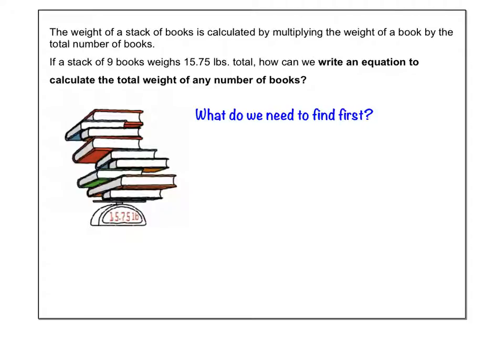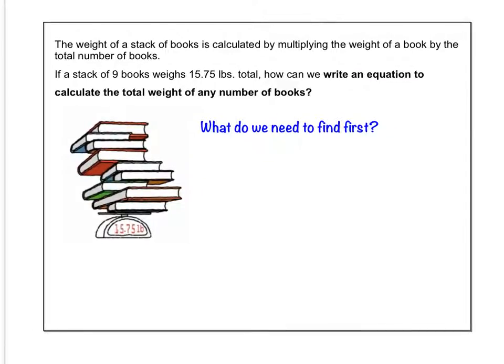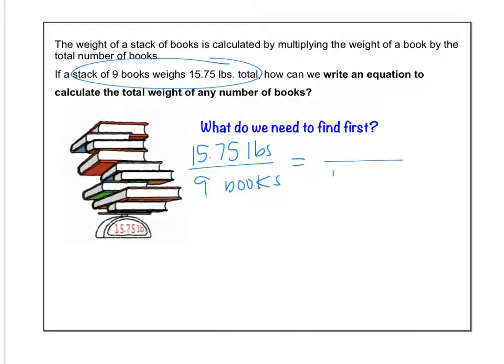So I'm not given a table, but I am given two values, and that's enough to find my constant. So I want to think, well, if 15.75 pounds is for 9 books, my constant would be how much does one book weigh? So I need to do 15.75 divided by 9, which gives me 1.75. So that's going to be my K. So when you're given a table, you really only use two of the values anyway. So in this type of problem, when you're just given two values, it's totally fine. Just use those to find your K first. Once you have that, you're ready for your equation.